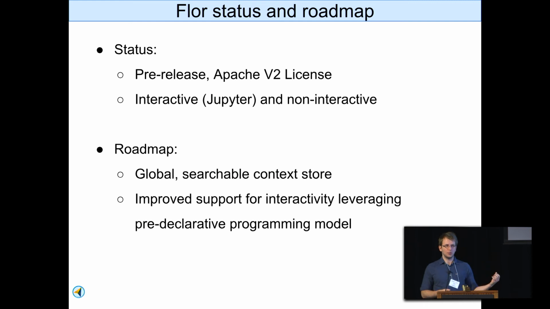Flor is open source and comes with the Apache version 2 license. It's currently pre-release, but hopefully we'll have a release in the not too distant future. You can currently use the open source version of Flor both interactively in Jupyter, and non-interactively when you're training your models. On the roadmap, we plan to add a global searchable context store in Flor, and to improve our support for interactive pipeline development.